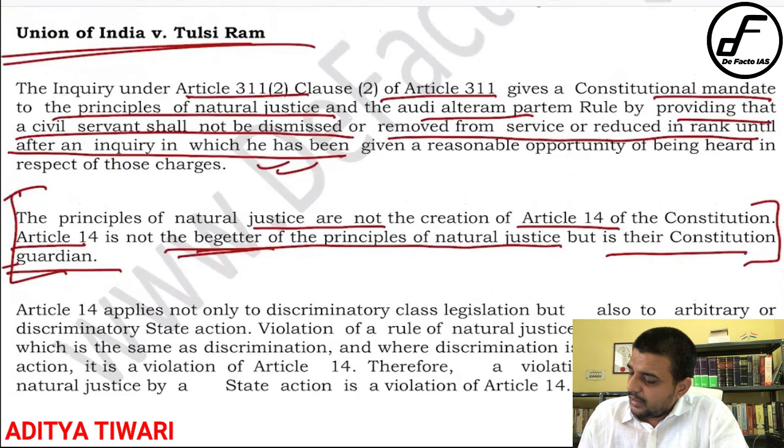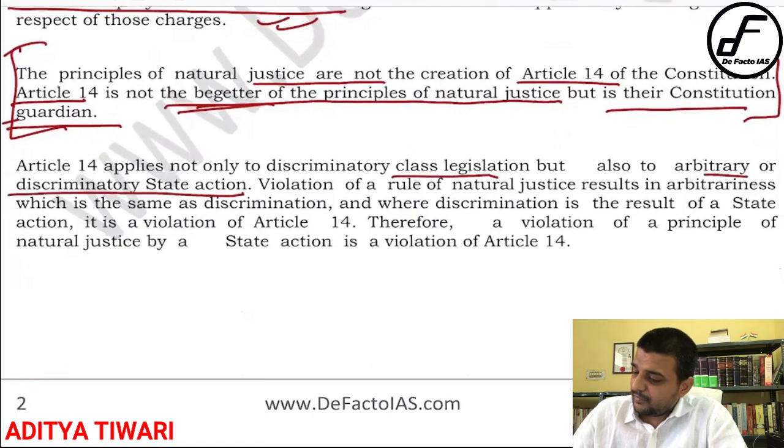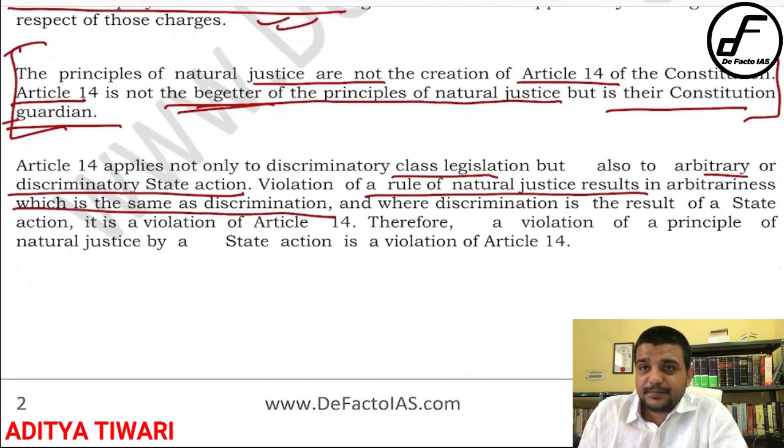Article 14 applies not only to the discriminatory class legislation but also to arbitrary or discriminatory state action. Violation of rule of natural justice results in arbitrariness, which is same as discrimination. So that is again the connection. When you are discriminating, by default it is arbitrary, and once it is arbitrary, it offends Article 14 as well as the natural justice principle.